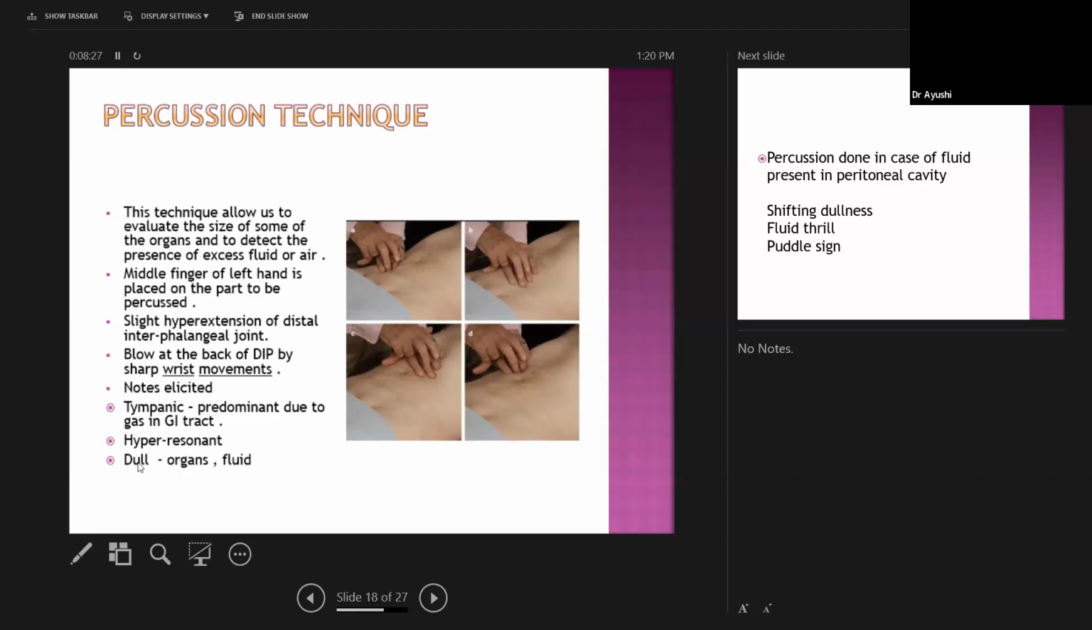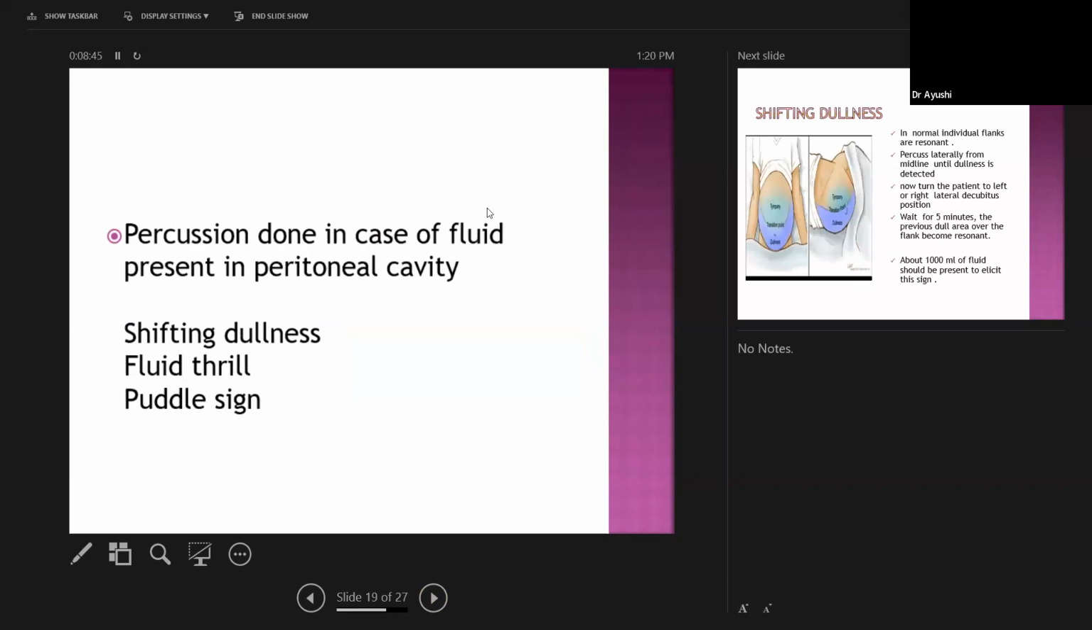If there is a dull sound, then it indicates that there is an organ or fluid present. Hyperresonant sound indicates gas, and tympanic sound predominates due to gas in the GIT. Percussion can be done in case of fluid present in the peritoneal cavity. We can see the shifting dullness, the fluid thrill, and the puddle sign.